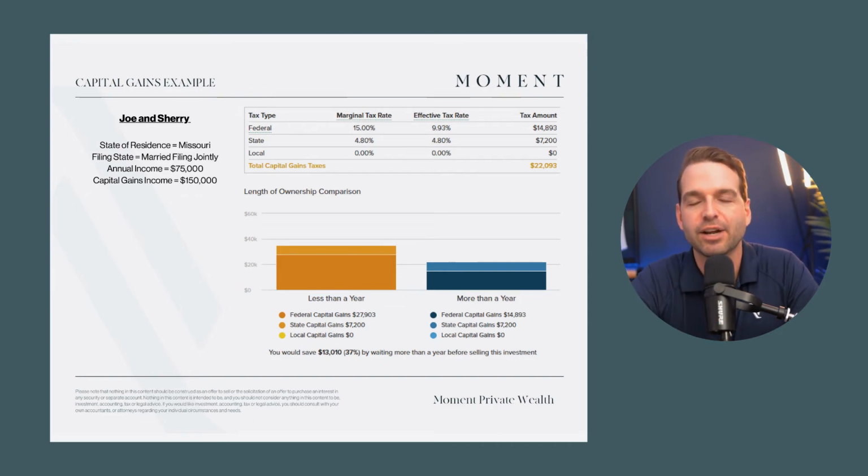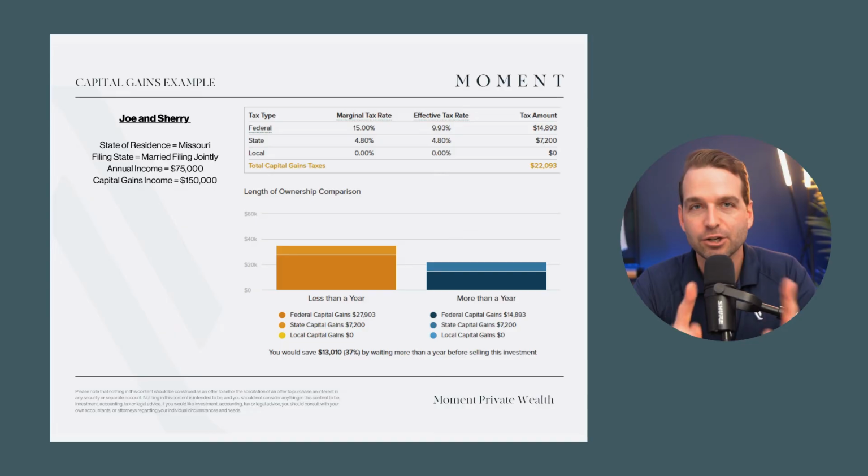So what you can see on the right-hand side is what their tax rate would look like. You have their federal tax rate at 15%, their effective tax rate at 9.93%, because remember, some of that money is going to be taxed at 0%, some of that money is going to be taxed at 15%, for a total tax amount of $14,893. They're also going to pay Missouri state income tax on that capital gains of 4.8%.